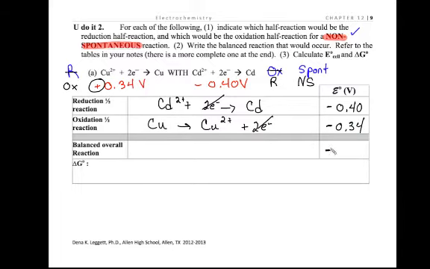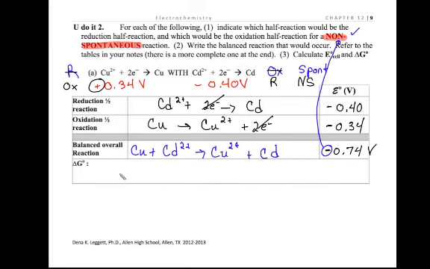And when I add these up, I get negative 0.74 volts, which is perfect because the question said non-spontaneous, and a negative indicates non-spontaneous. My balanced reaction would be copper plus cadmium 2 plus yields copper ion plus cadmium.